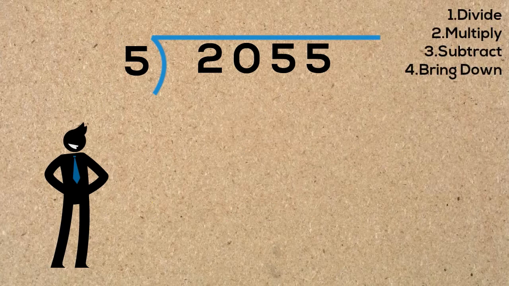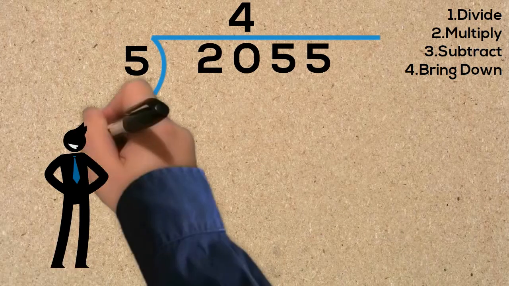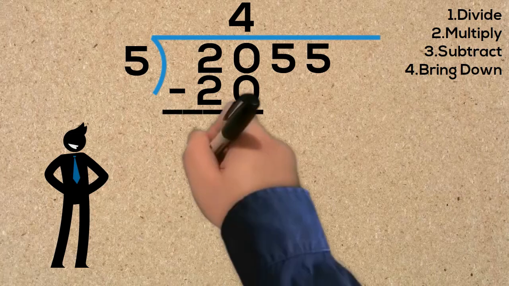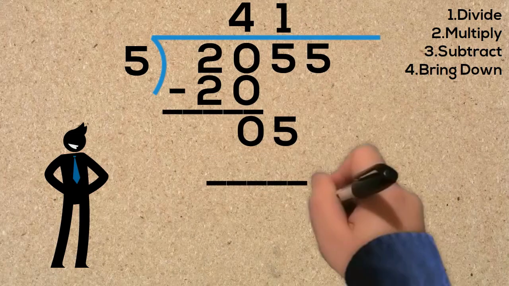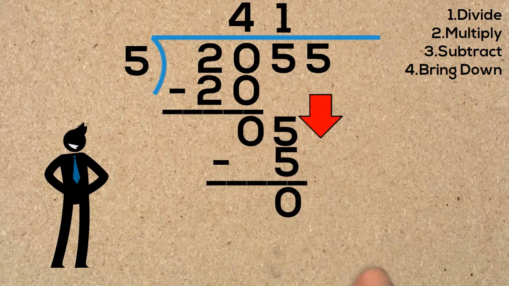Now, let's take a look at this practice problem. We're going to follow our 4 steps of division. Divide, multiply, subtract, and bring down. And we will repeat those steps until we have completed the entire problem.